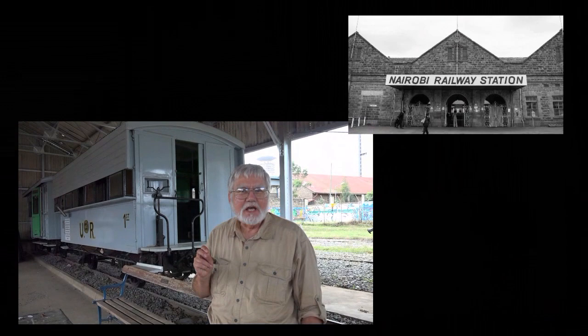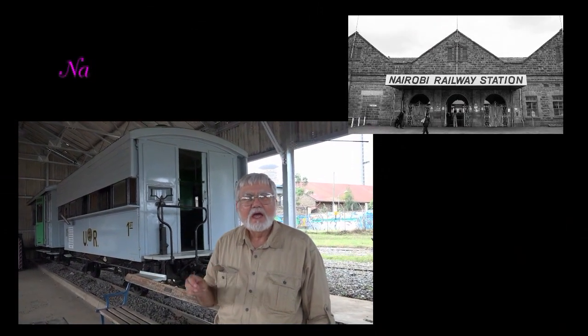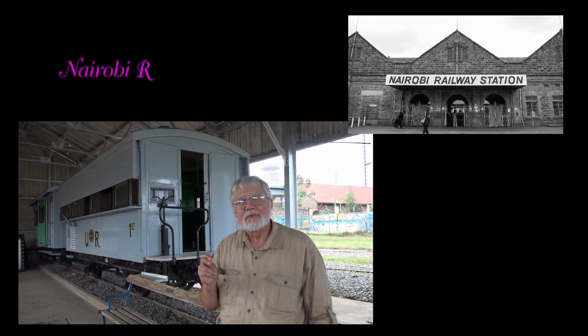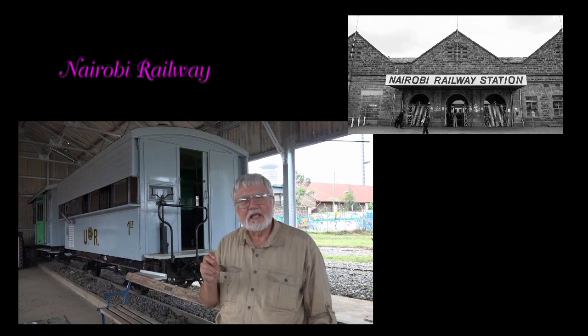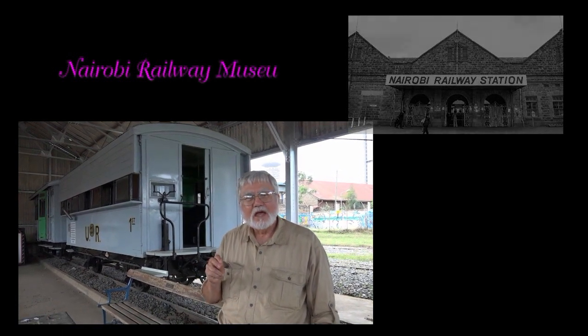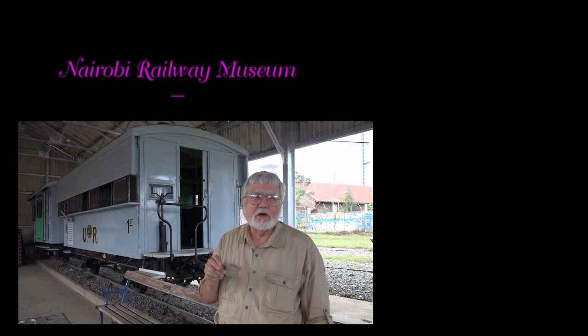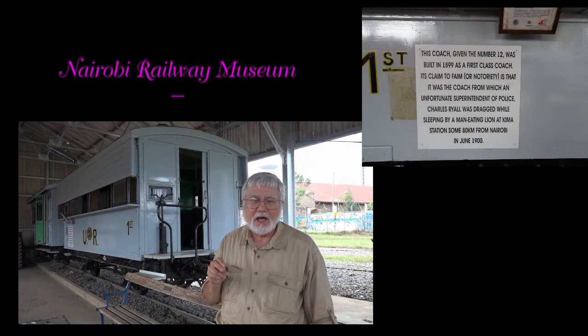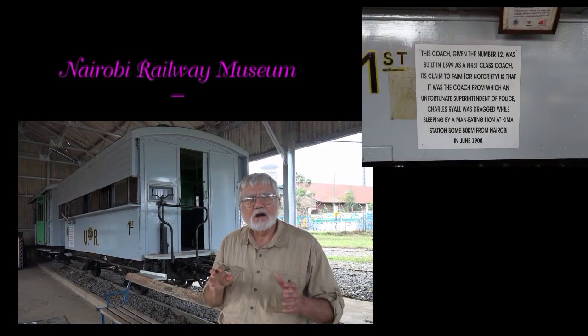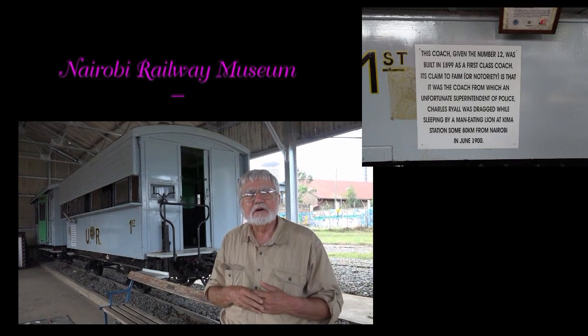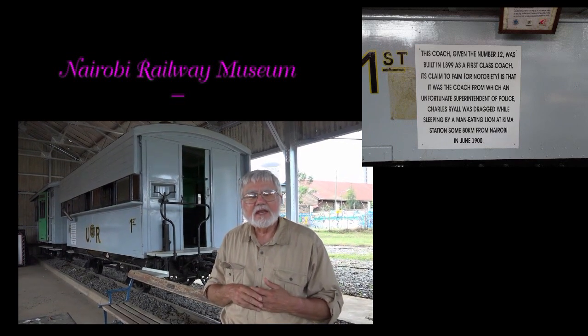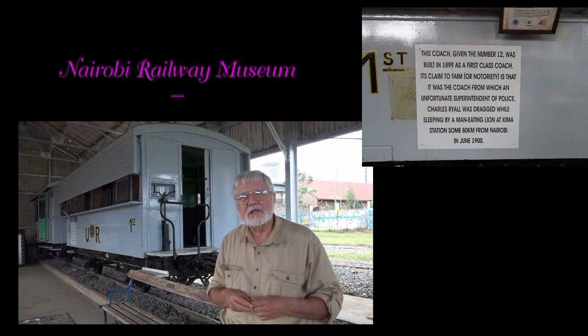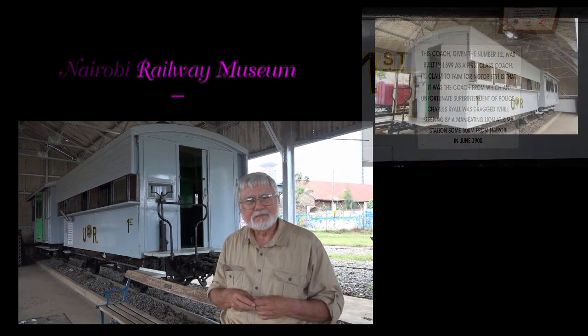Now the year is 1900, and there's a problem. Up in Nairobi, there's a labor dispute. And so the railway sends a negotiator up, and his name is Charles Ryle. And Charles is a superintendent of police. And he takes the railway from Mombasa up towards Nairobi.